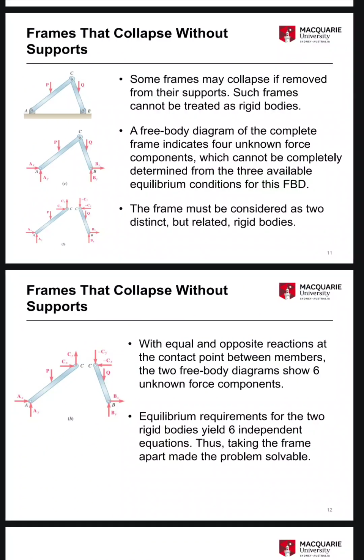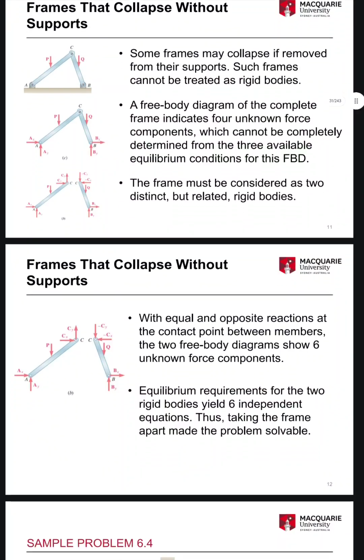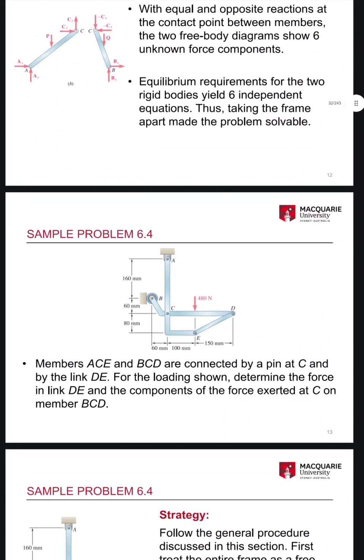With equal and opposite reactions at the contact point between members, the two free body diagrams show six unknown force components. Equilibrium requirements for the two rigid bodies yield six independent equations, thus taking the frame apart made the problem solvable.